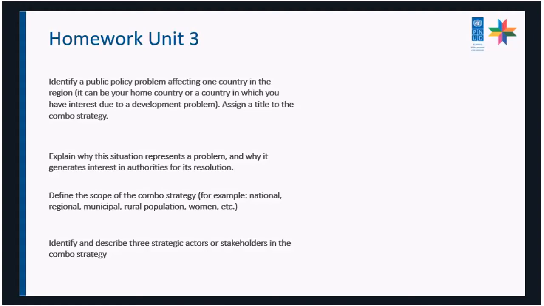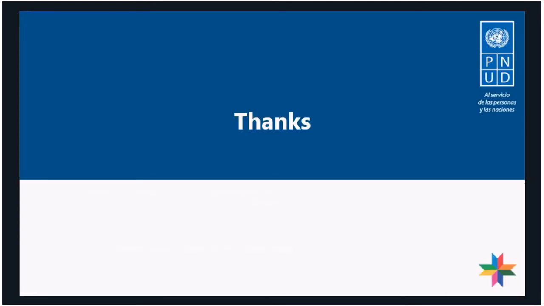For example, it has a national scope, regional, municipal, to be very specific about which is the population that we want to achieve. And finally, to identify and describe 3 strategic actors or stakeholders that are part of this problem and are very important for the combo strategy. So that is all. Thank you very much.